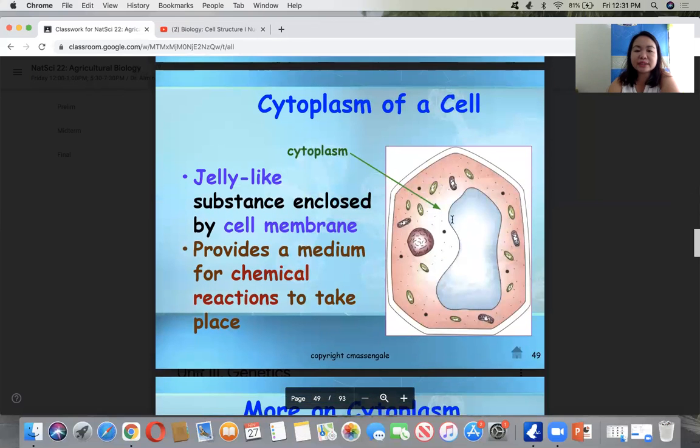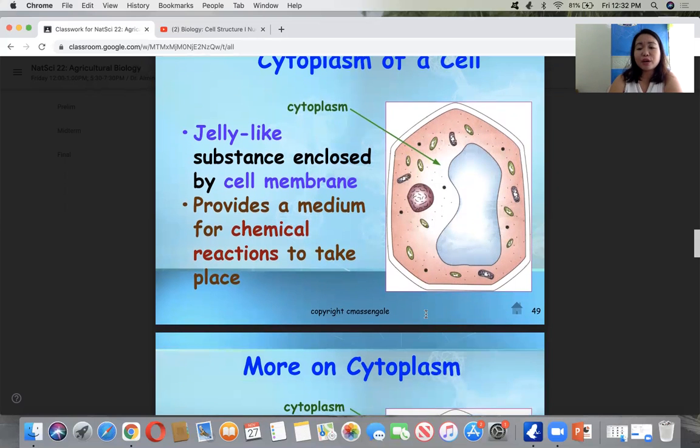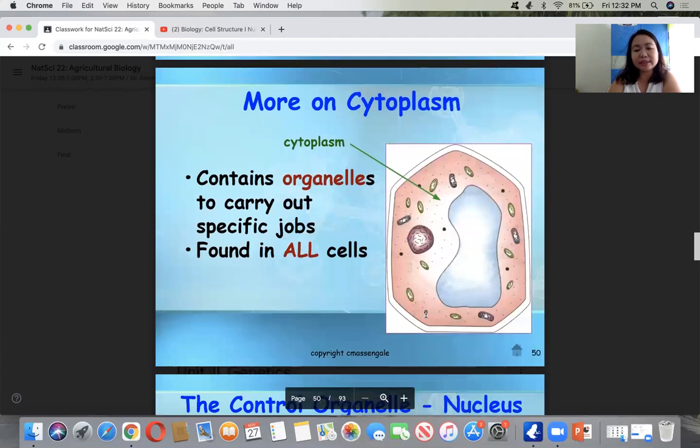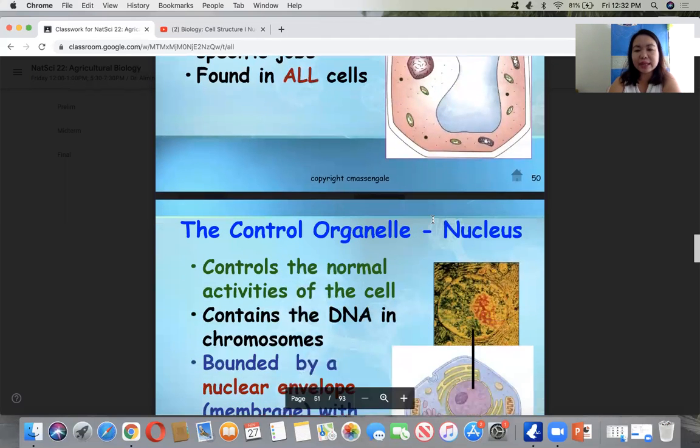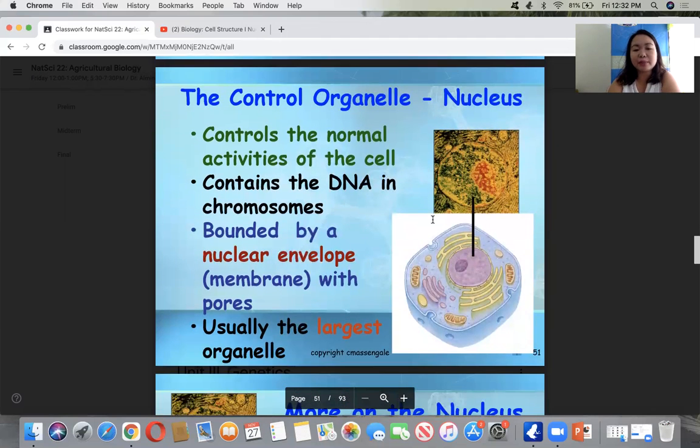So the cytoplasm of a cell inside the cell wall is a jelly-like substance enclosed by the cell membrane and provides a medium for chemical reactions to take place. It's where photosynthesis and respiration take place. It also contains organelles to carry out specific jobs and is found in all cells. So all cells, whether animal cells or plant cells, have cytoplasm. The nucleus is the control organelle. It controls the normal activities of the cell and contains the DNA and chromosomes, bounded by a nuclear envelope or membrane with pores, and is usually the largest organelle found in the cell.